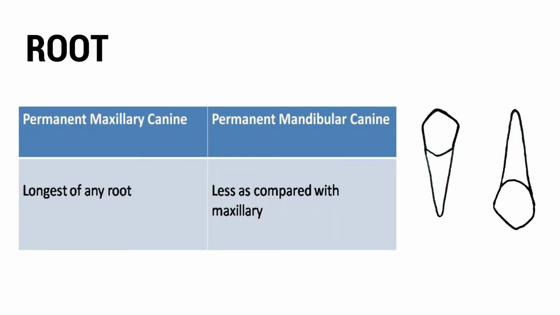Root. Long roots are present in the maxillary canines, whereas the mandibular canine root is shorter by 1 or 2 mm on average than that of the maxillary canine, and its apical end is more sharply pointed.